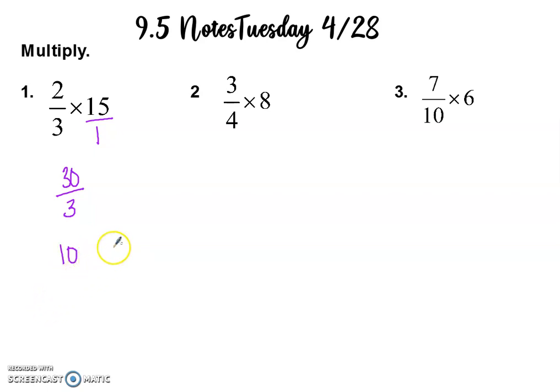So I'm looking at number 2. You have a multiplication chart in your binder from before, so you can use your multiplication chart here too. 3 times 8 is 24. And 24 over 4 is 6. 7 times 6 is 42 over 10. And when we divide by 10, we just move the decimal one time, 4.2.